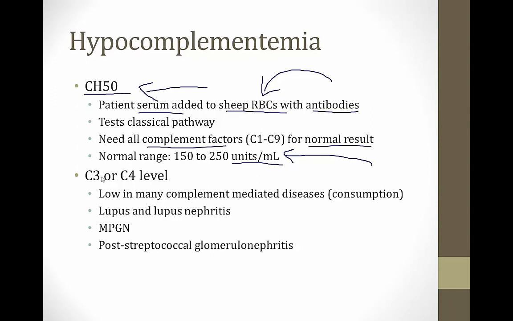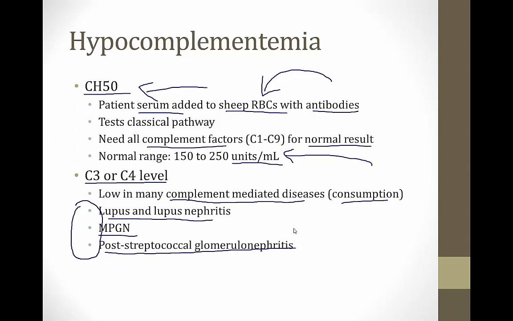The second test is quantitative. This is where we directly measure C3 or C4 levels. And the reason we do this is because these levels are low in many complement-mediated diseases from consumption. So for example, you can find low C3 or C4 levels in lupus and lupus nephritis, in membranoproliferative glomerular disease, and in post-streptococcal glomerulonephritis. So finding a low complement level sometimes helps you make one of these diagnoses. And that concludes our module on the complement system.